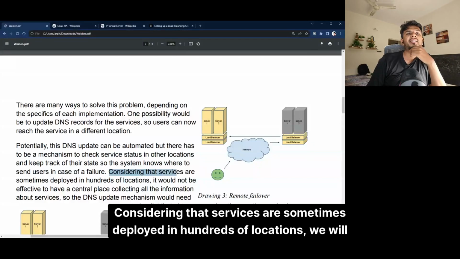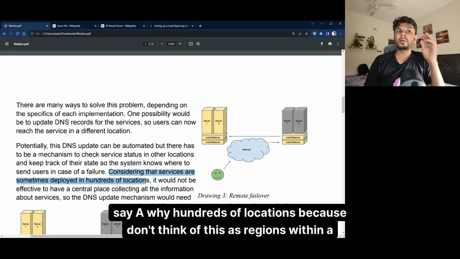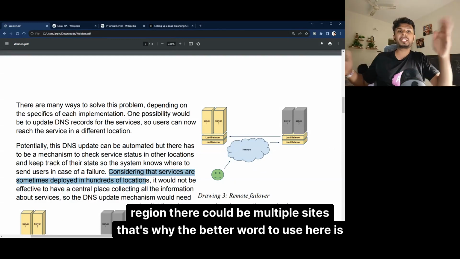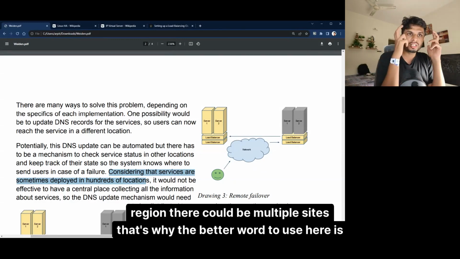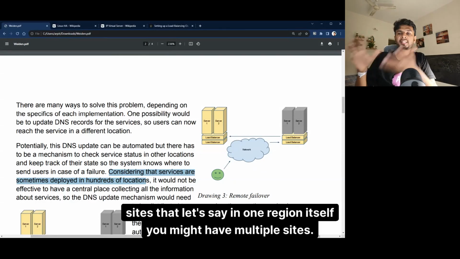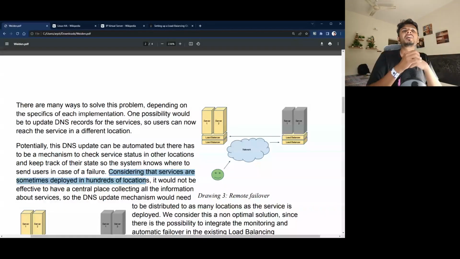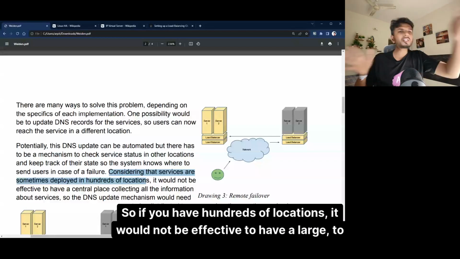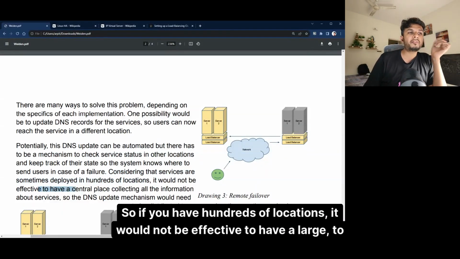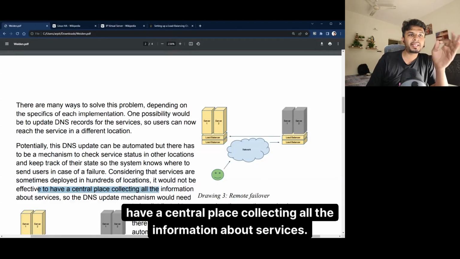Considering that services are sometimes deployed in hundreds of locations, you might say, hey, why hundreds of locations? Because don't think of this as regions. Within a region, there could be multiple sites. That's why the better word to use here is sites. In one region itself, you might have multiple sites, right? So if you have hundreds of locations, it would not be effective to have a central place collecting all the information about services.